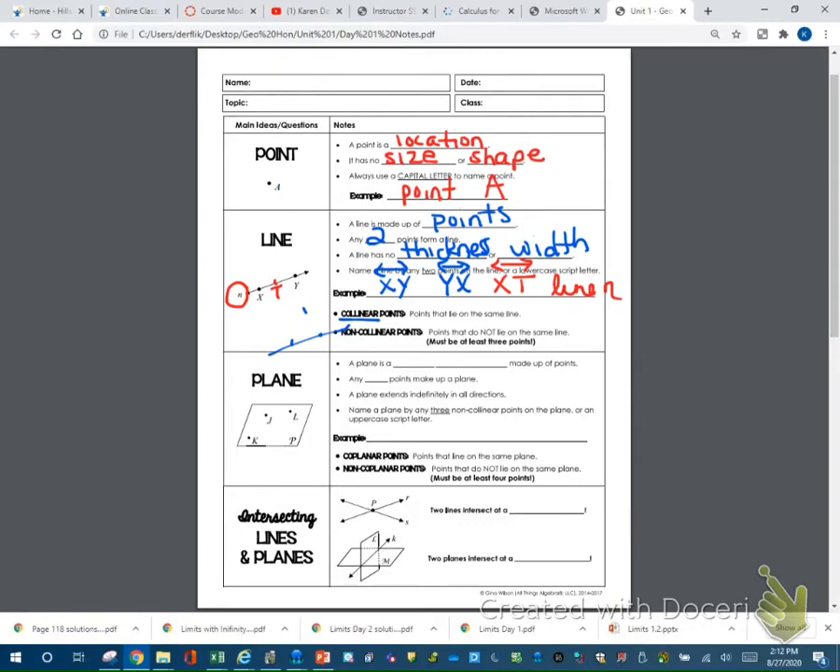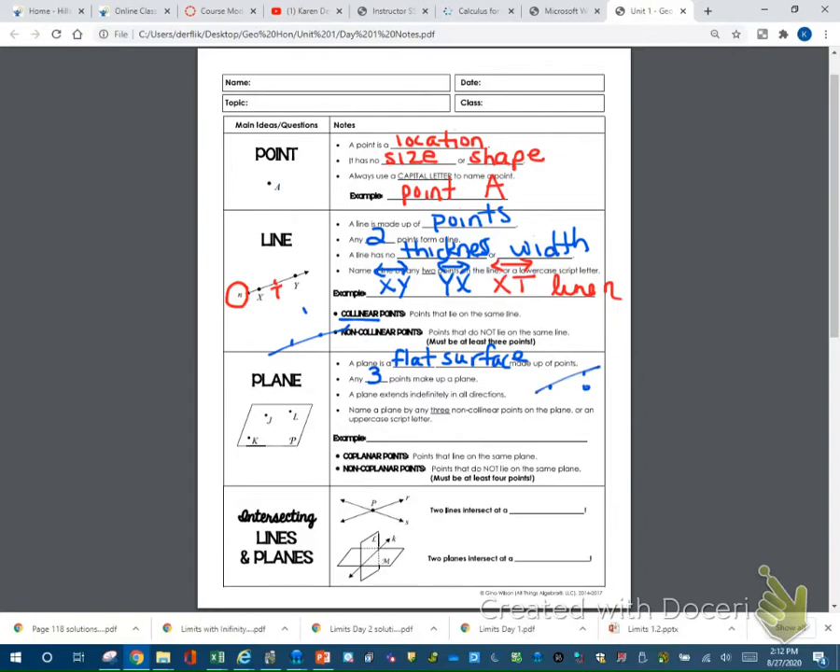A plane. A plane is a flat surface. Any flat surface is a plane. The iPad I'm writing on is a plane. The desk is a plane. The wall is a plane. But they actually go forever in all directions. To make a plane, you need at least 3 points. 2 points to make the line. A 3rd point will make it a plane.